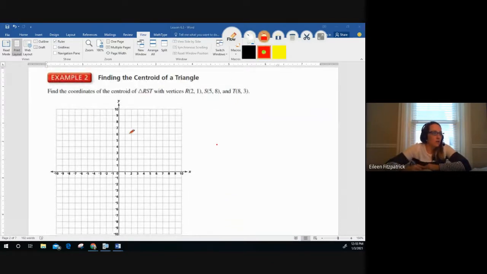Okay, so R is located at 2, 1. S is located at 5, 8, right here. And T is located at 8, 3. R, S, T. All right, so there's my triangle.